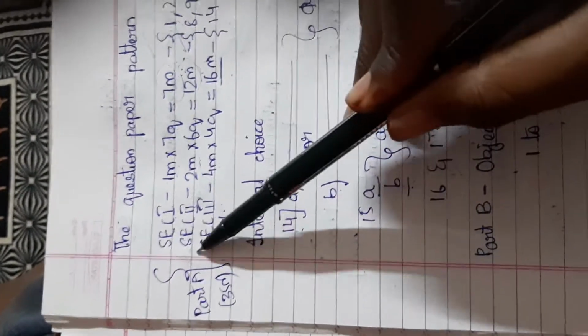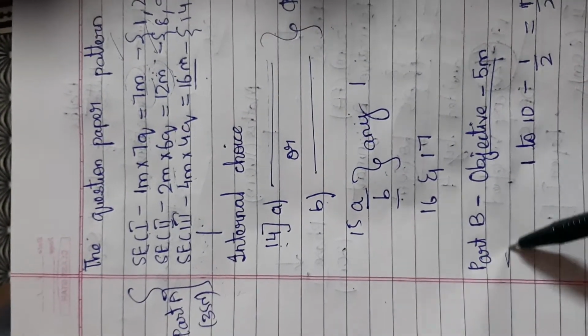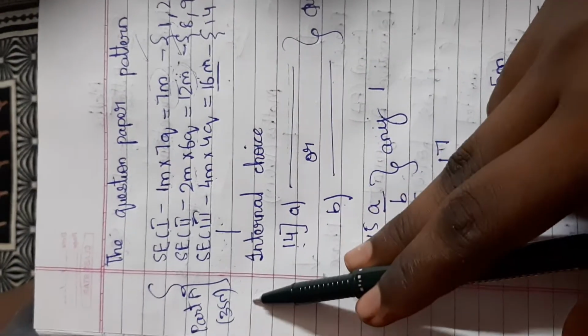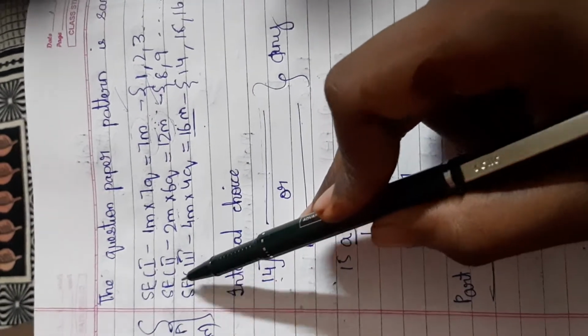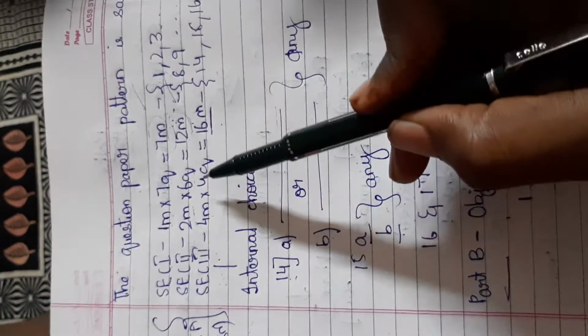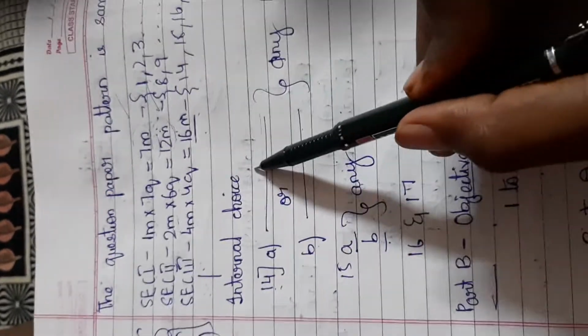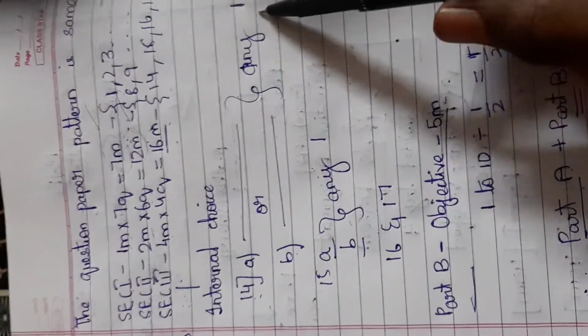It is divided into part A and part B. Part A consists of 35 marks. How many sections are there? Section 1, section 2, section 3. 1 into 7 is 7 marks, 2 into 6 is 12 marks, 4 into 4 is 16 marks. Section 3 has internal choices for 14, 15, 16, 17. Out of 2, any one you can answer.